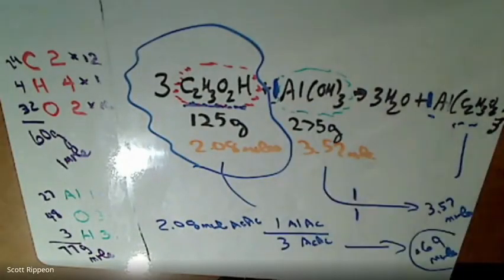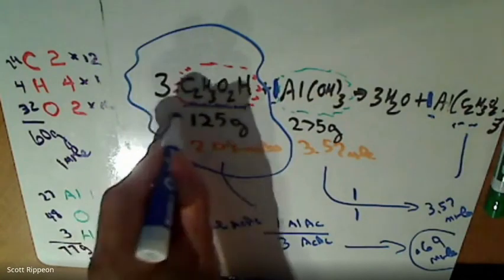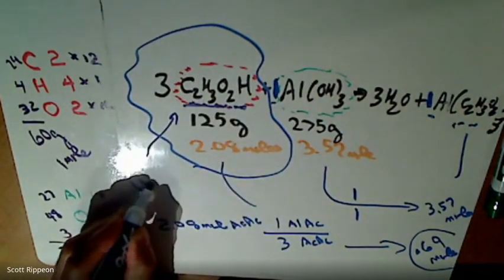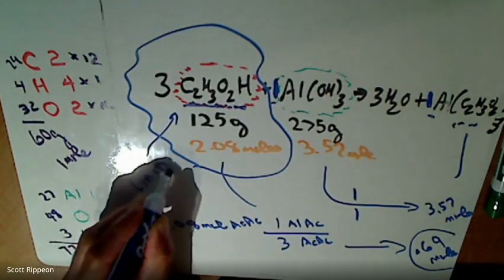That is what's called the limiting reactant, or the limiting reagent, or the limiting chemical. Limiting is because it limits how much you go, like a speed limit. You can only go so fast, like that actually works. So this guy is the limiting reactant.